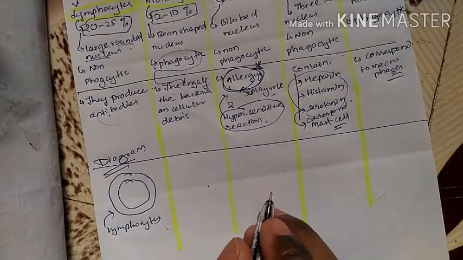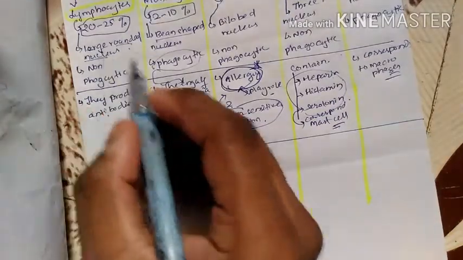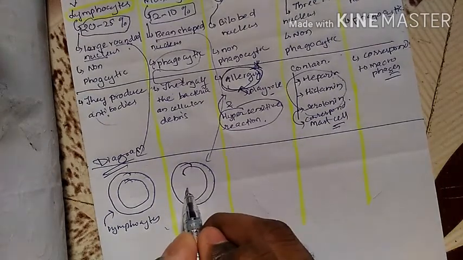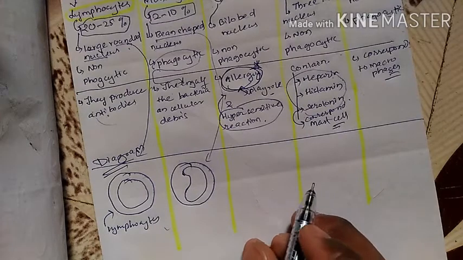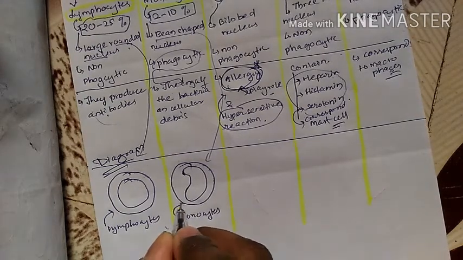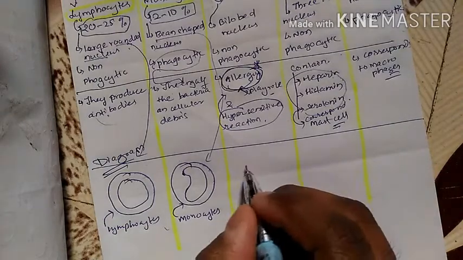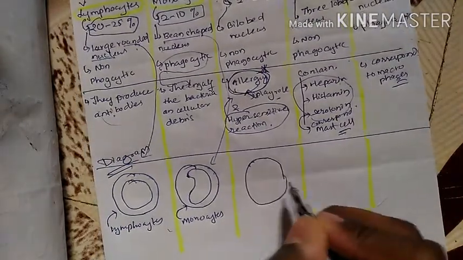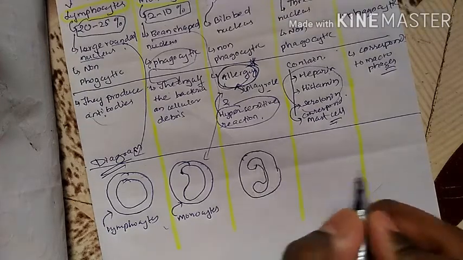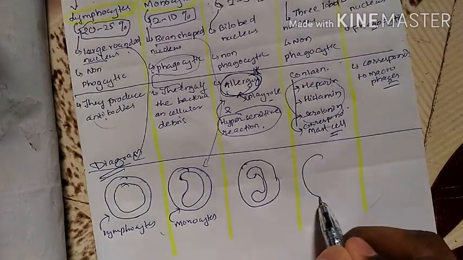This is lymphocyte. Next one, the monocyte. These have a bean-shaped nucleus, so the nucleus will be bean shaped. This is monocyte. Next, our eosinophil. Eosinophil is bilobed, so here we have a bilobed nucleus. This is eosinophil. You can see the two lobes here, 1 and 2.